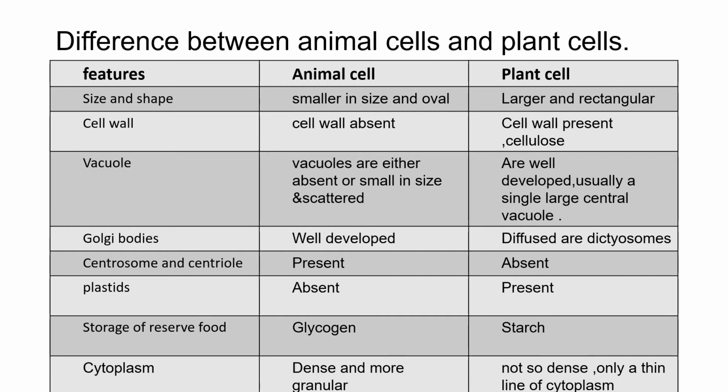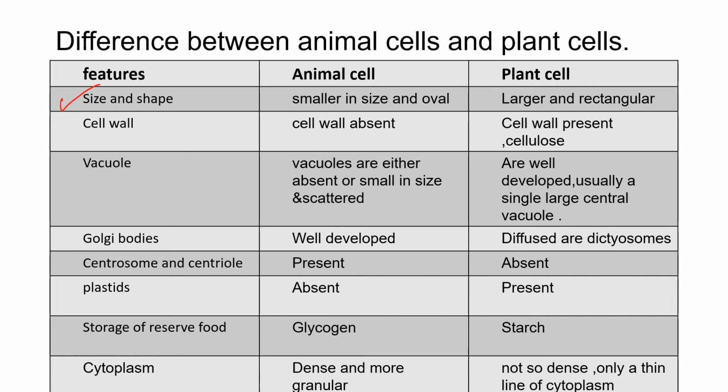So, in the previous episodes, if you have already gone through those episodes, you will understand that we have already discussed the structure, shape, size, vacuole, Golgi bodies. In each and every point I have discussed why there is a difference between an animal cell and a plant cell. Now let us discuss what the difference is between an animal cell and a plant cell. First we are discussing on the basis of shape and size.